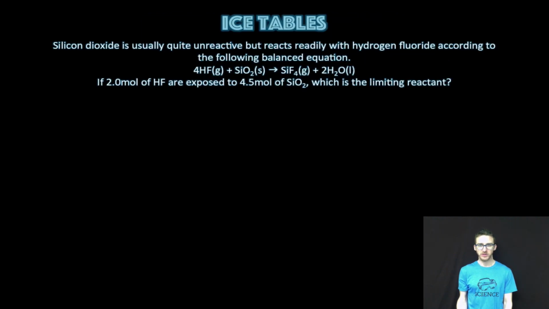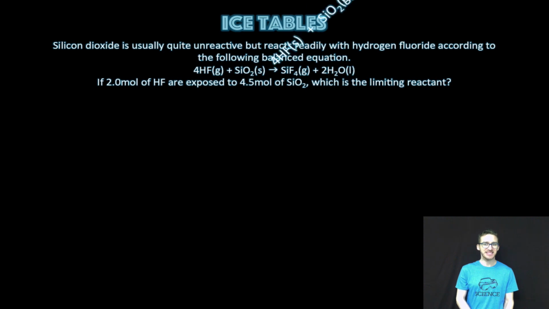Alright, let's take a quick look at an example of how we use ICE tables to help us determine which reactant is limiting and which reactant is in excess. Silicon dioxide is usually quite unreactive, but reacts readily with hydrogen fluoride according to the following balanced equation. Boom! If 2.0 moles of HF are exposed to 4.5 moles of SiO2, which is the limiting reactant?